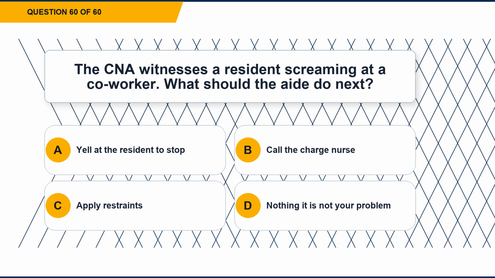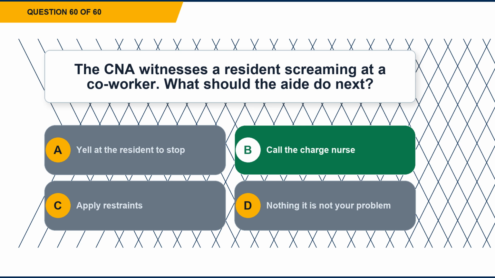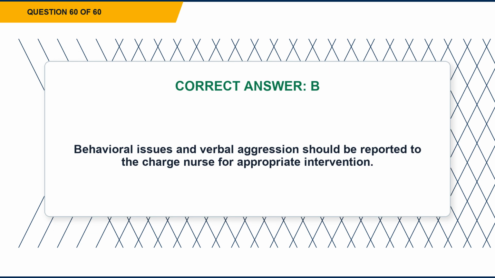Question 60. The CNA witnesses a resident screaming at a coworker. What should the aide do next? Option A, yell at the resident to stop. Option B, call the charge nurse. Option C, apply restraints. Option D, nothing, it is not your problem. The correct answer is option B, call the charge nurse. Explanation: behavioral issues and verbal aggression should be reported to the charge nurse for appropriate intervention.